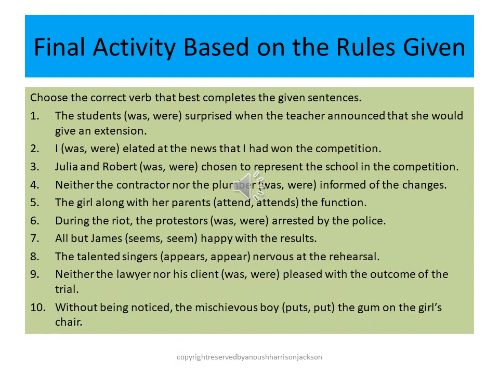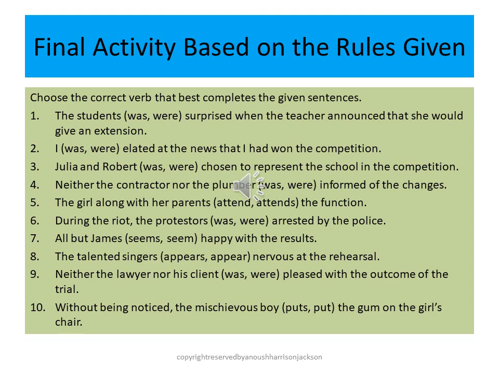We have just concluded part 1 of the rules governing subject and verb agreement. To ensure that you fully grasp all that you have been taught, let us look at your final activity. Choose the correct verb that best completes the given sentences.